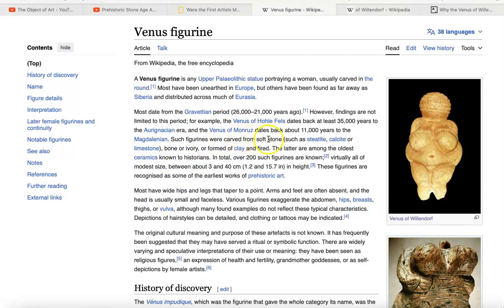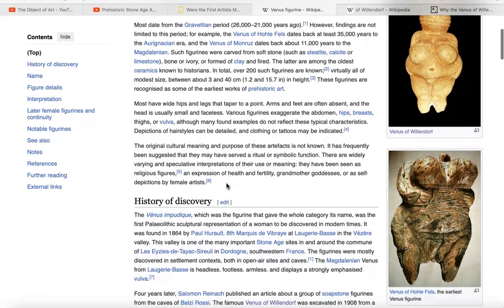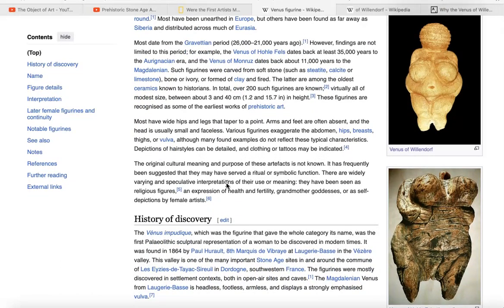Such figurines were carved from soft stone, such as steatite, calcite, or limestone, bone or ivory, or formed of clay and fired. The latter are among the oldest ceramics known to historians. Nude women. And not just nude women, but nude women who've got, oh my goodness, a lot going on with their bodies. In total, over 200 such figurines are known, virtually all of modest size, between 3 and 40 centimeters, or 1.2 and 15.7 inches in height. These figurines are recognized as some of the earliest works of prehistoric art.